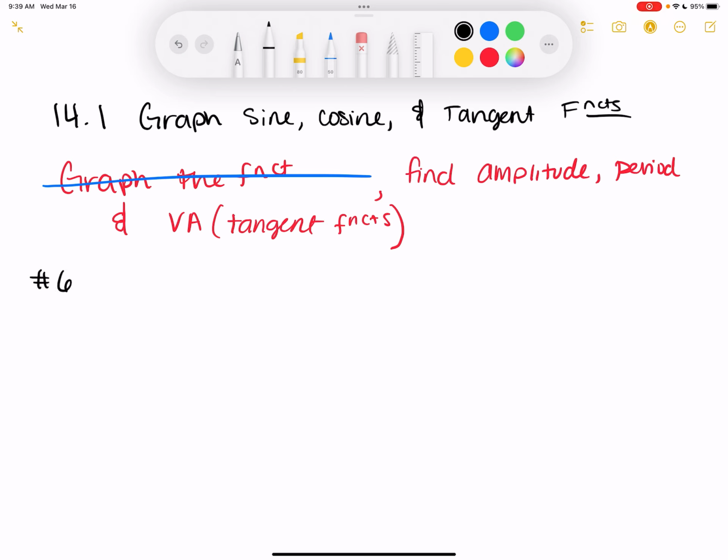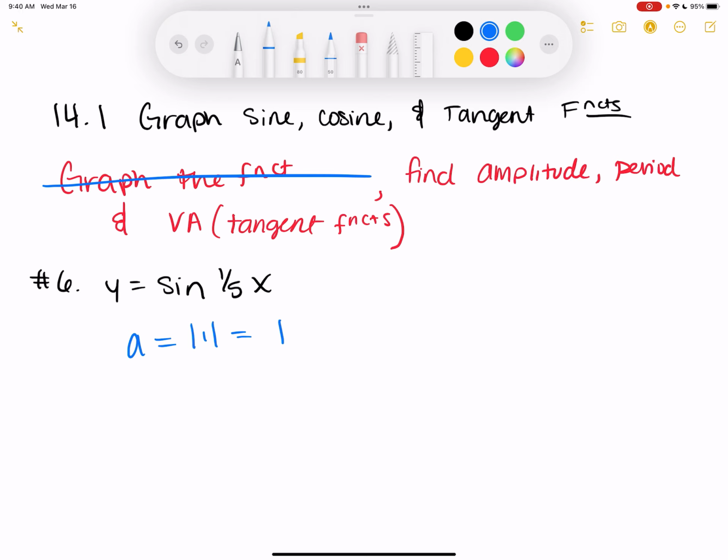So starting with number 6, y is equal to the sine of 1/5 x. Okay. There's technically no a value in front that you can visually see, but what does that imply that the a value is? Okay, so amplitude is equal to the absolute value of 1, or just 1. You don't have to write the absolute value. I'm just doing it for the first one so that we see it. I'll only write them for the ones that are negative.